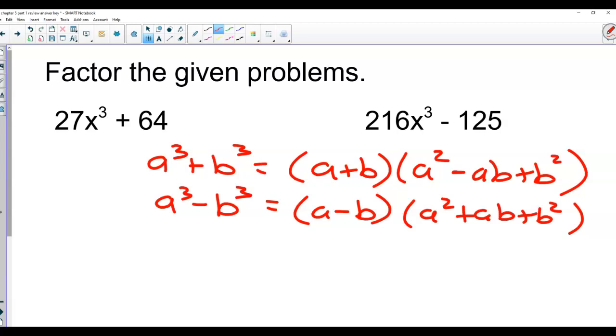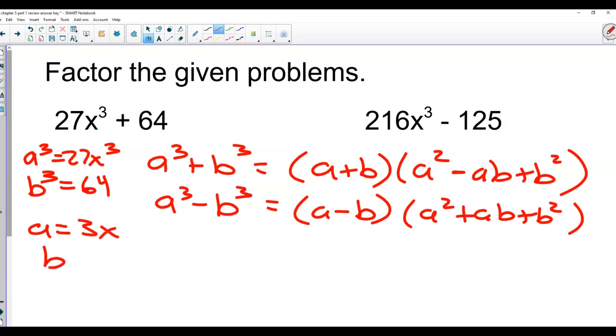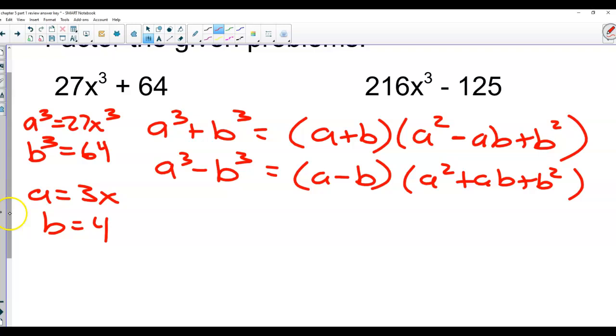Okay? So here, my a cubed equals 27x cubed, and my b cubed equals 64. Therefore, my a is 3x, and my b is 4. And I'm literally just plugging it in. A cubed plus b cubed. So 27x cubed plus 64 would equal my a plus b.